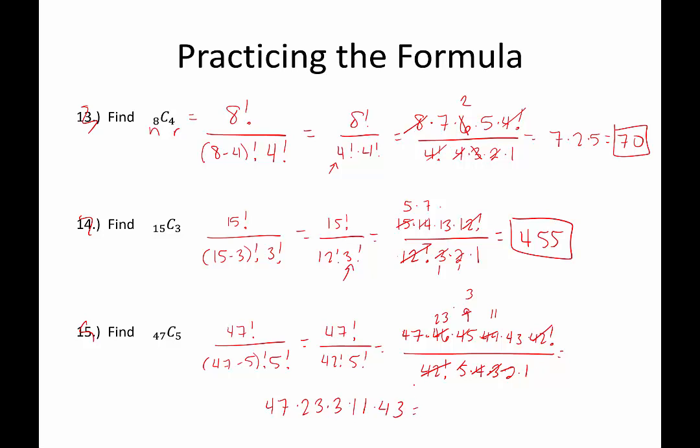Great. So when I do that, 47 choose 5 is 47 times 23 times 3 times 11 times 43. Ooh, another big number, but not nearly as big as the permutations. We have 1,533,939.